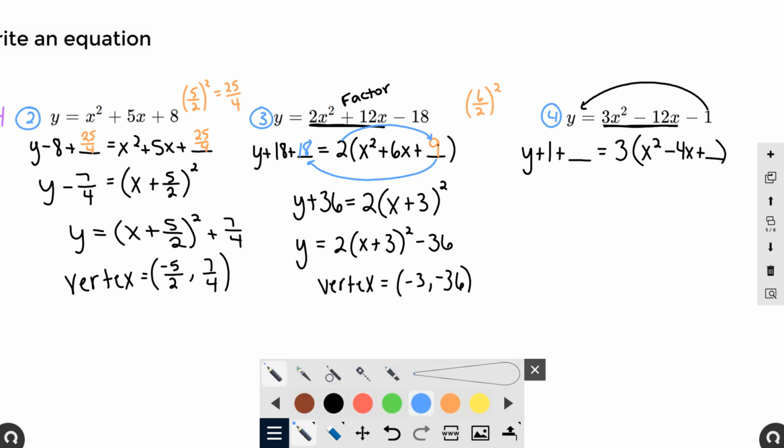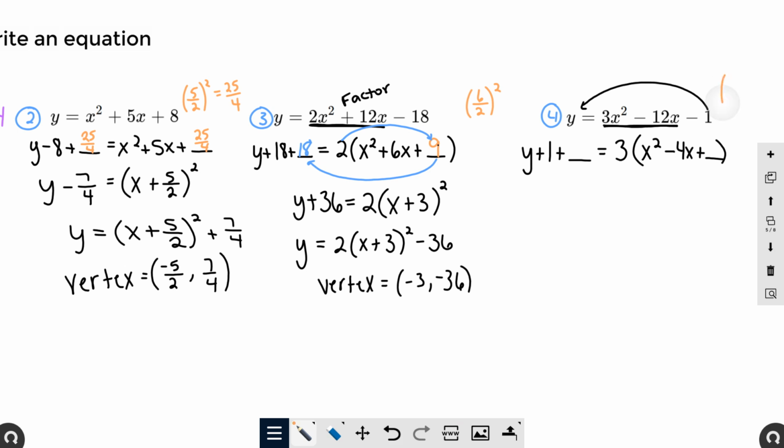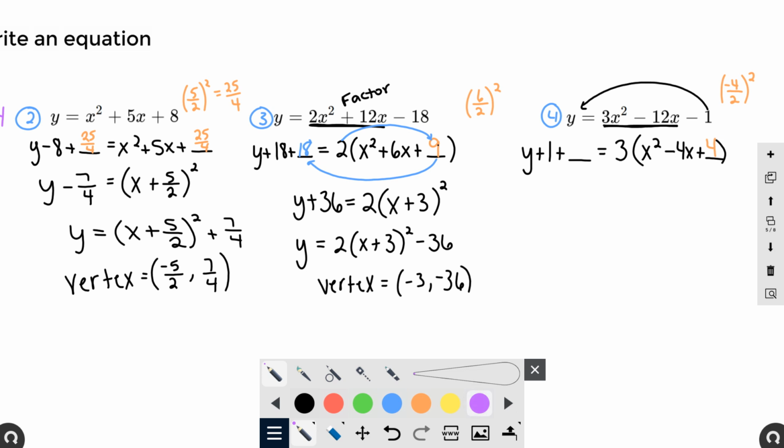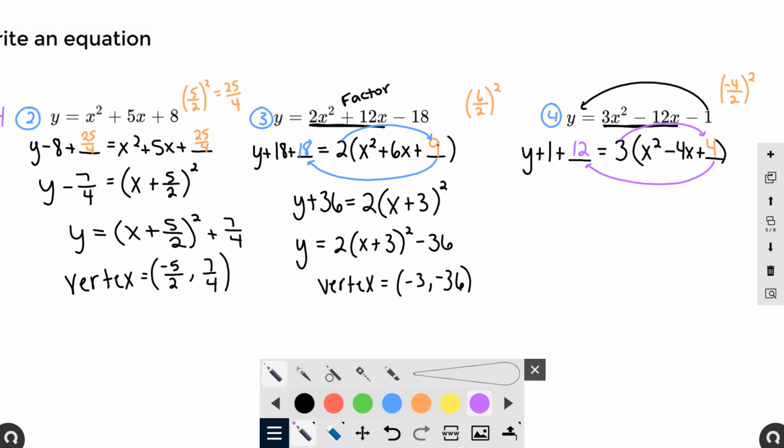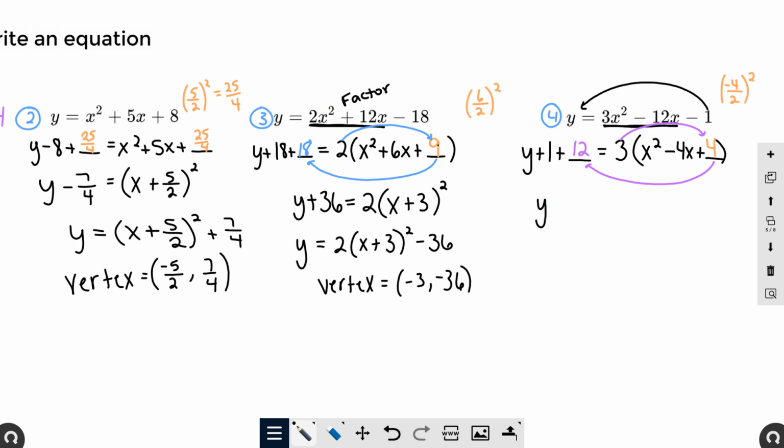So we have negative 4 over 2 squared. What's negative 4 divided by 2? And square that? 4. So 4 goes in this blank, but we already know 4 doesn't go in the other blank. We're going to have to multiply by the 3. 4 times 3 is 12. So we get y plus 13, combining those like terms, equals 3.